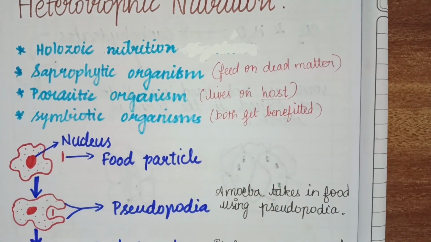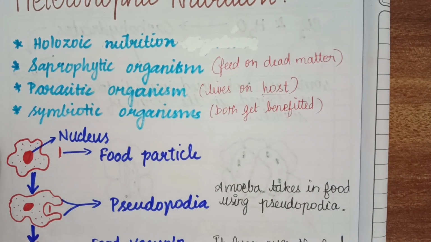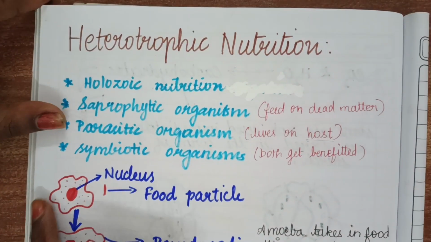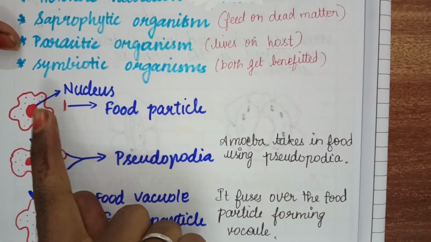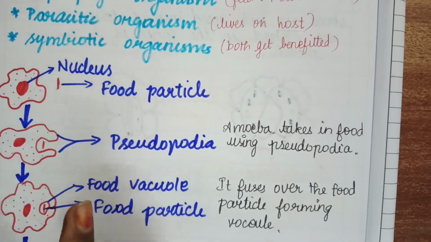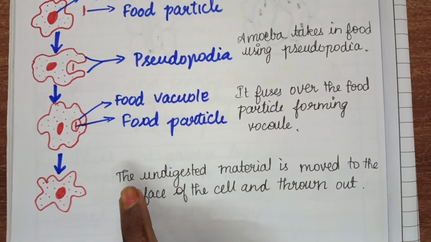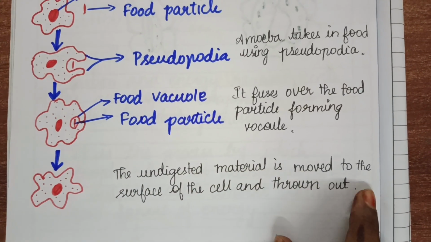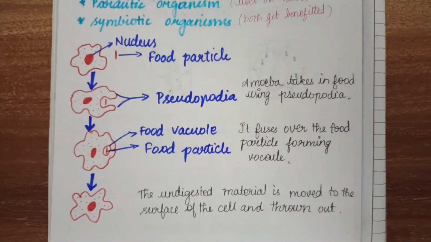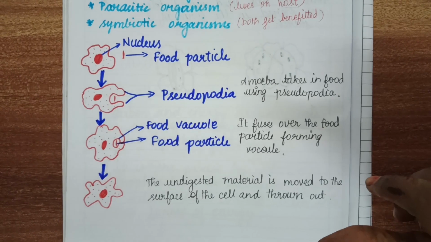Now we are moving into one of the most important topics in this lesson, which is nutrition in amoeba. This is amoeba and this is the food particle which is outside in the environment. Amoeba extends towards the food outside in the environment. The undigested material is moved to the surface of the cell and thrown out. I have explained very clearly about the nutrition of amoeba.